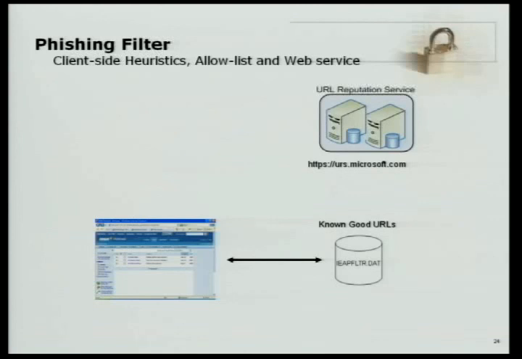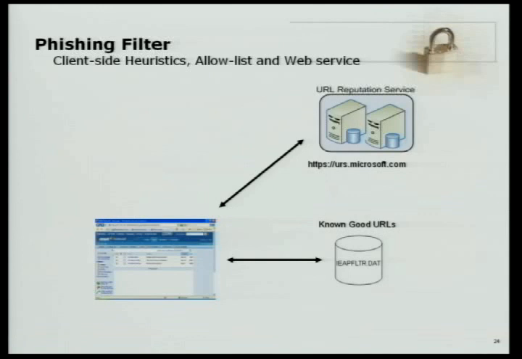On maybe 5% of navigations, an end user is going to go to a site that the known list of good URLs doesn't know about yet. And in that case, if the site is trying to collect information, that's when the phishing filter is going to go and call the web service.